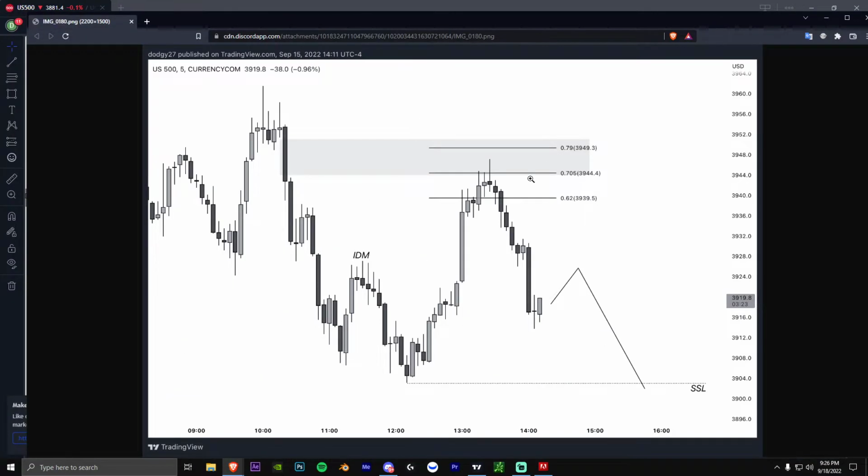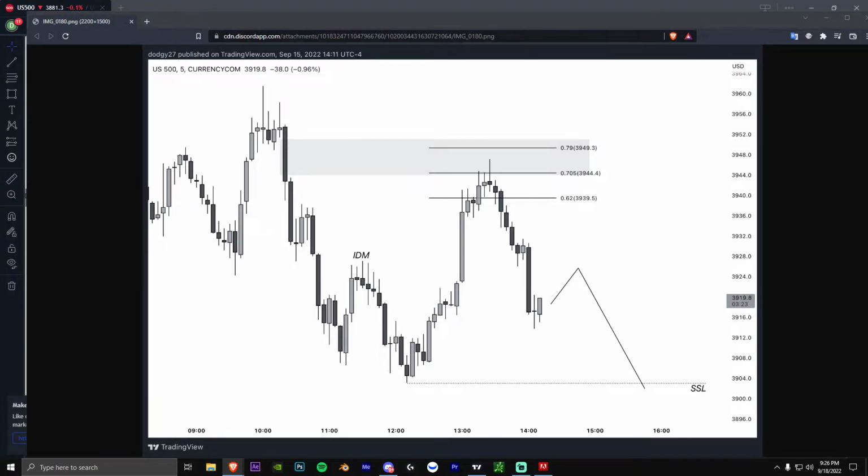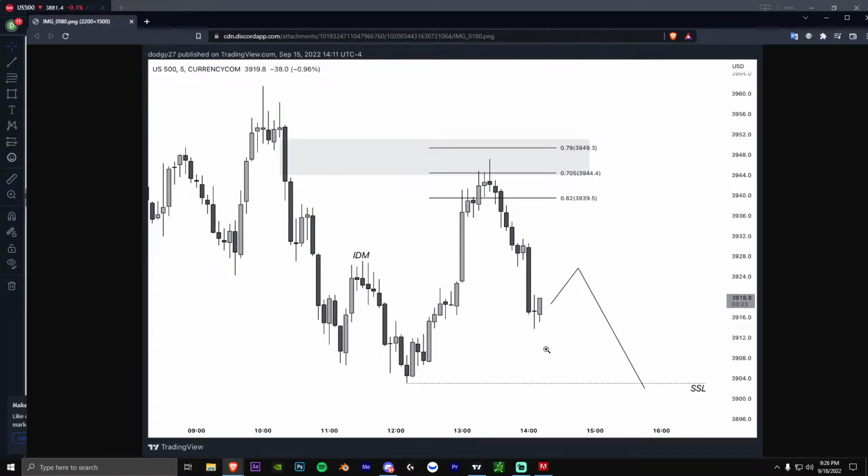So whenever we get a model, what always has to happen? We always have to hit liquidity, okay? And in this, I saw we hadn't hit liquidity, and this was sell side liquidity. So I labeled this as sell side liquidity because it was low of the day. A lot of people probably have their stops there. So I knew we had to hit this.